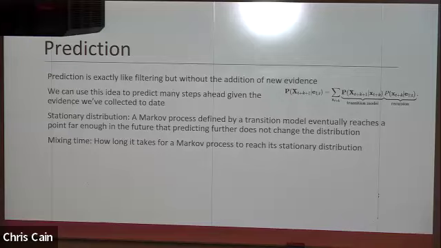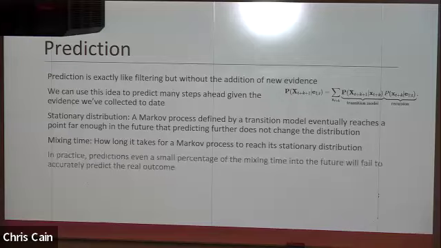There is the mixing time, how long it takes for a Markov process to reach its stationary distribution. And we find that even a small percentage of the way into the mixing time in the future starts to have a very poor performance in terms of actually predicting what's going to happen. So this is very useful for predicting very short into the future, and that drops off quite quickly.